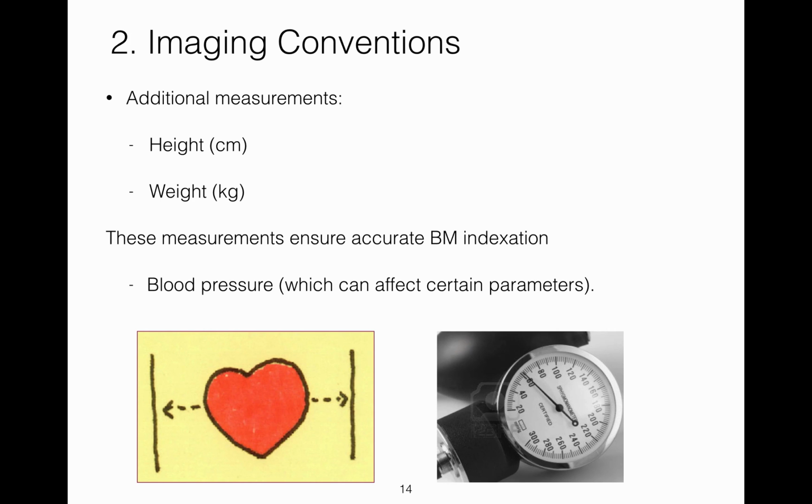Like all other organs, the size of the heart is related to a person's overall size. Therefore, it's important to enter the patient's height and weight into the ultrasound machine at the start of the exam. This ensures that measurements such as volumes and mass calculations are indexed according to the patient's size. Blood pressure, particularly high blood pressure, can affect certain measurements. Entering the patient's blood pressure also allows for more accurate evaluation of certain measurements.